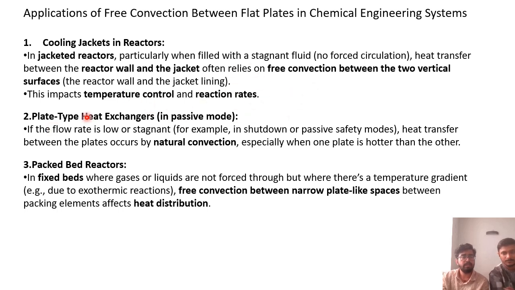And again in plate type heat exchangers. Plate type heat exchanger in passive mode, if the flow rate is low or stagnant in shutdown or passive safety modes, then heat transfer usually occurs only by natural convection, as one plate is hotter than another. And again in shutdown situations, we have to make sure that enough heat transfer is taking place so the overheating does not happen.